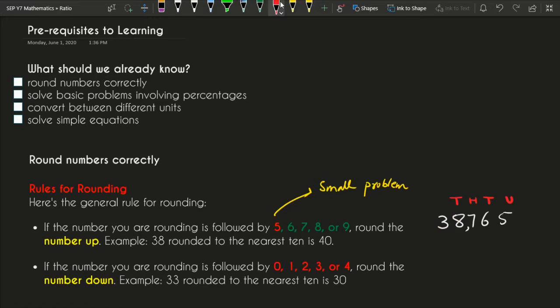Let's take the example of rounding 38 to the nearest 10. In this case, the digit that occupies the tens place is 3, so we shall be rounding 3. 3 is followed by 8, which is greater than 5, so we shall round the number up, and the number shall become 40. Let's take another example of 34. In this case, 3 is followed by 4, which is less than 5, so the number shall be rounded down to 30.